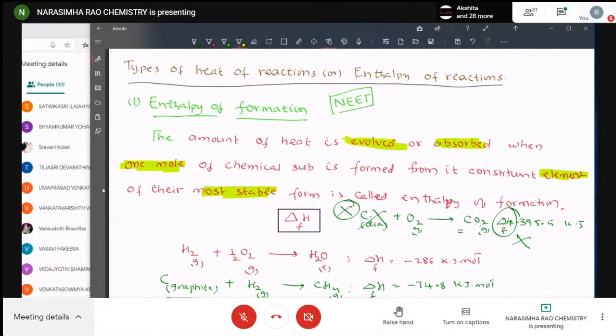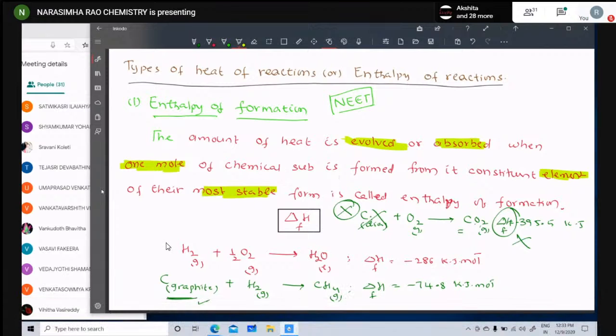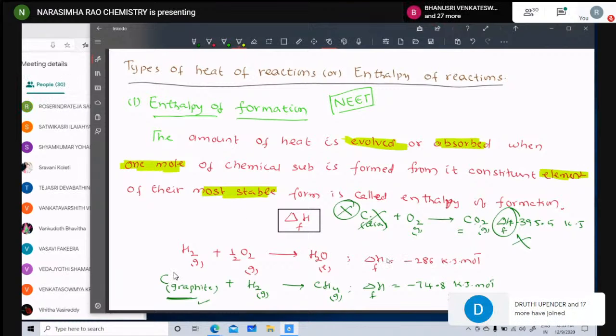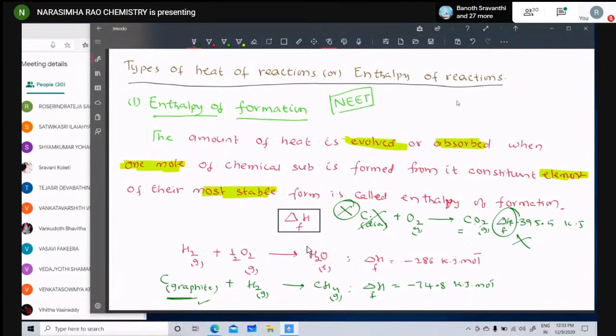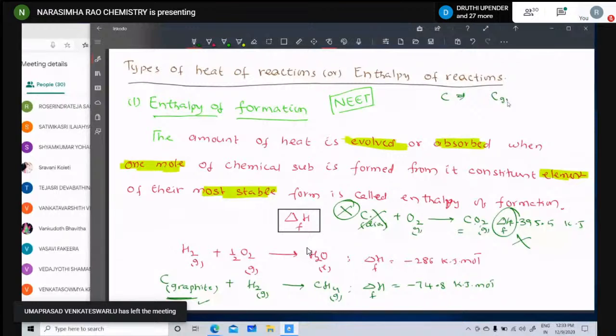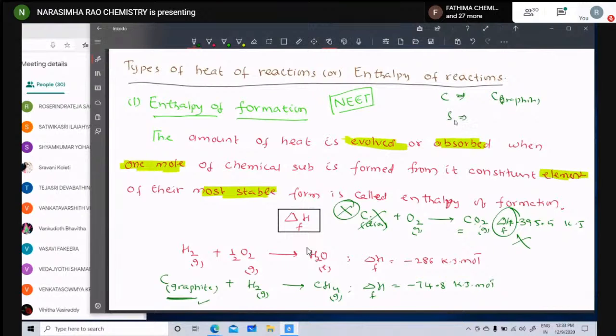Right. So this is our class for today. Next, we will meet in the next class. Once again, children, I am explaining the most stable forms of some elements. For carbon, the most stable form is graphite. In case of sulfur, among the allotropic forms, rhombic is the most stable.